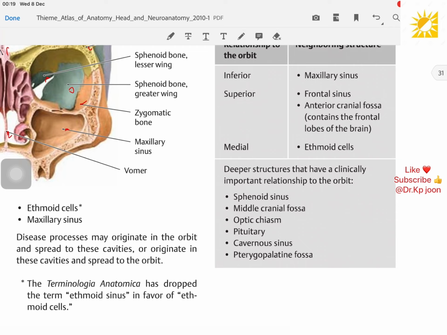and the superior orbital fissure communicates with the middle cranial fossa. Several structures that are not pictured here, the sphenoid sinus, pituitary gland, and optic chiasm, are also closely related to the orbit.